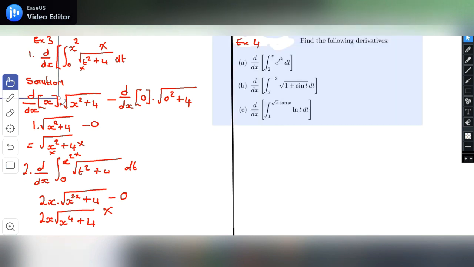Okay guys, so these are the examples you should try, and after finding the answers you can write them in the comments below so that I can check them. And if you are confident that you got them correct, you can do all those from A to C.